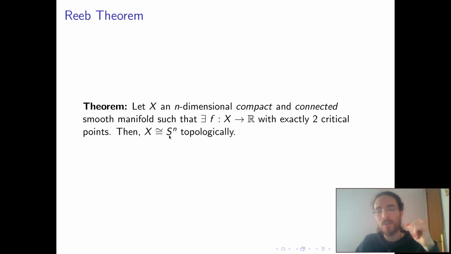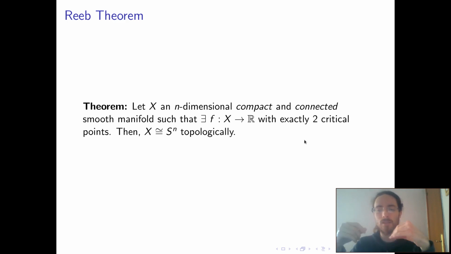homeomorphic to a sphere. The topology of the manifold is a sphere. The reason why this is a striking result is that, if you think about it, you have the Weierstrass theorem that tells you that a manifold must have at least two critical points, because we are working with compact manifolds, and compact manifolds need to have at least a minimum and a maximum, and in a smooth context they must be critical points. So this theorem in a way is giving you more information about that.